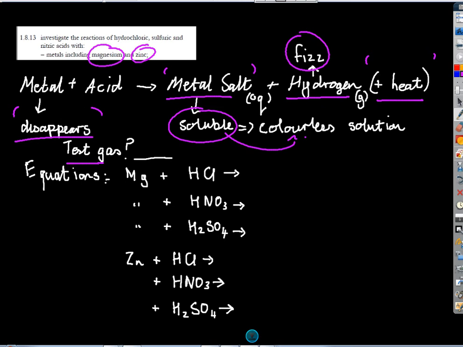You test for that gas to prove that it is hydrogen by a lit splint to give you a squeaky pop. Right, let's have a look at the equations which we all love to do. So it might be an idea for you now to pause the video, go and do a few of these and come back. Right, so magnesium reacts with HCl, which is hydrochloric acid.